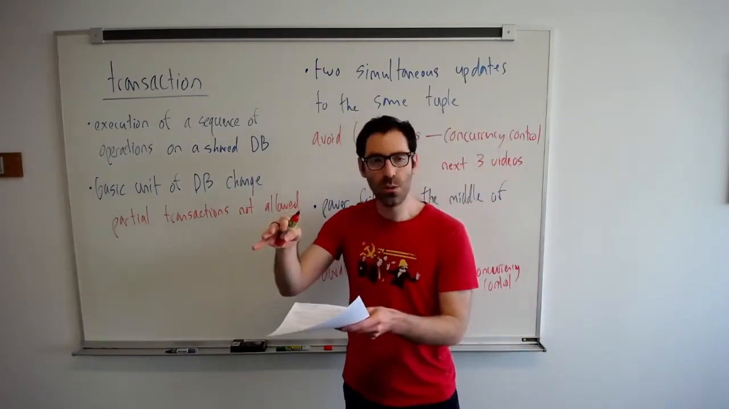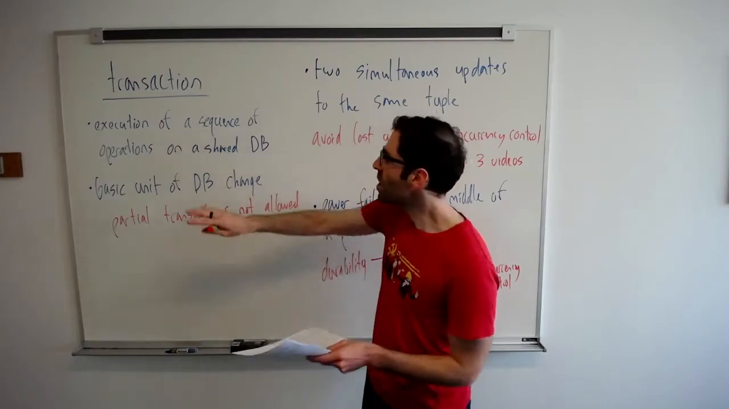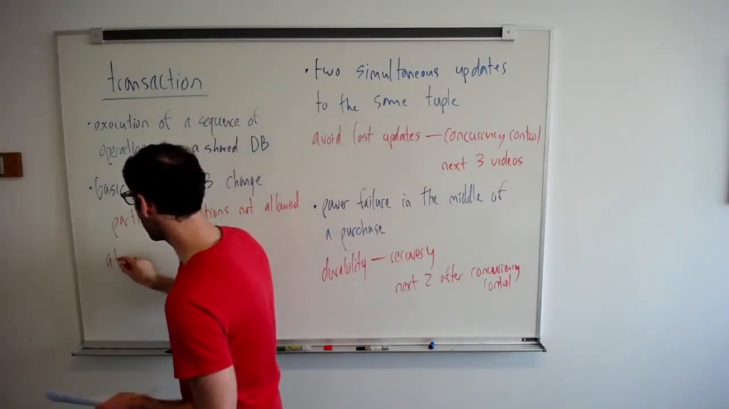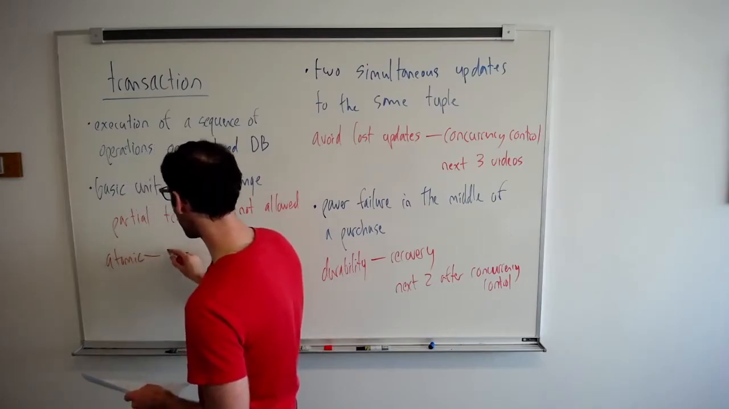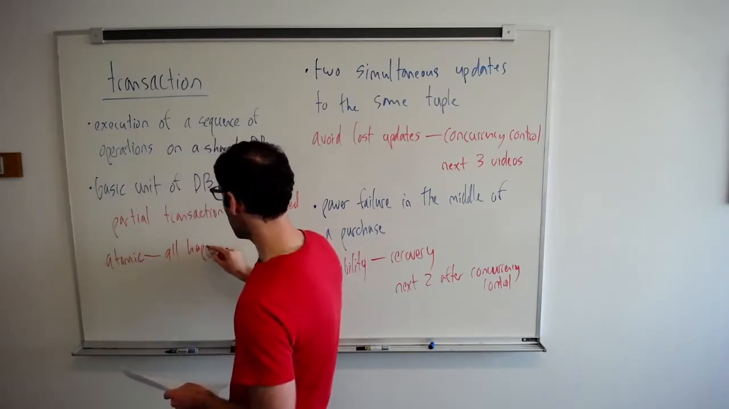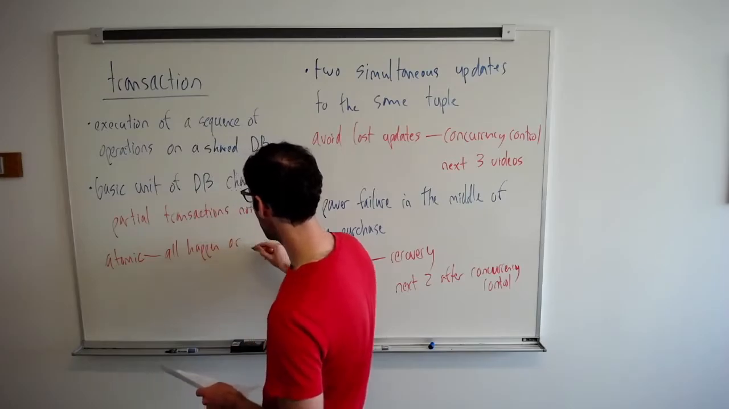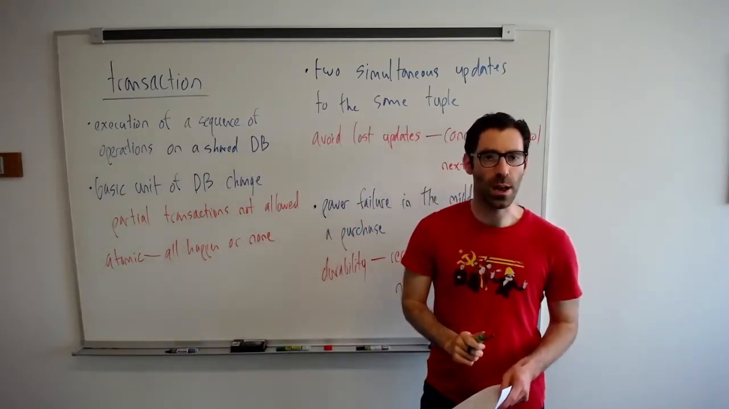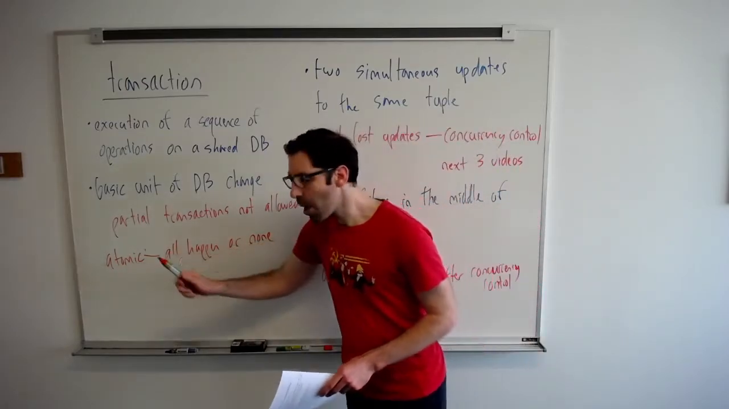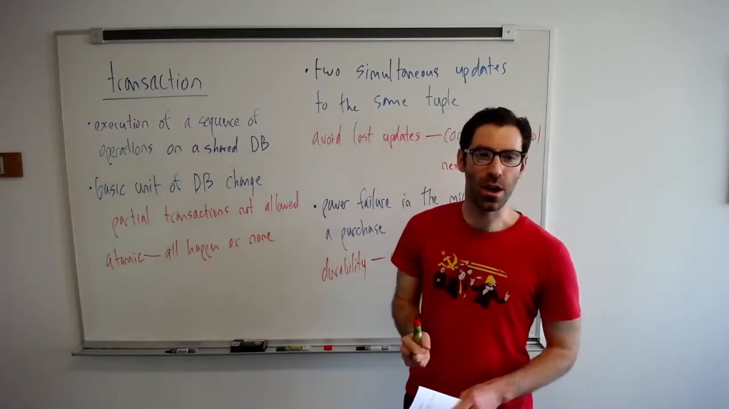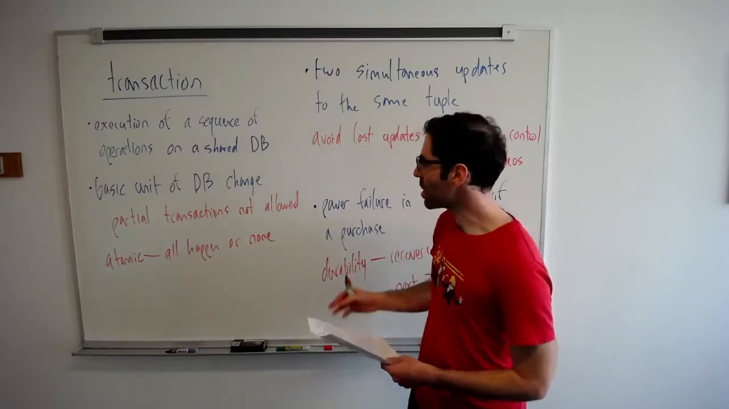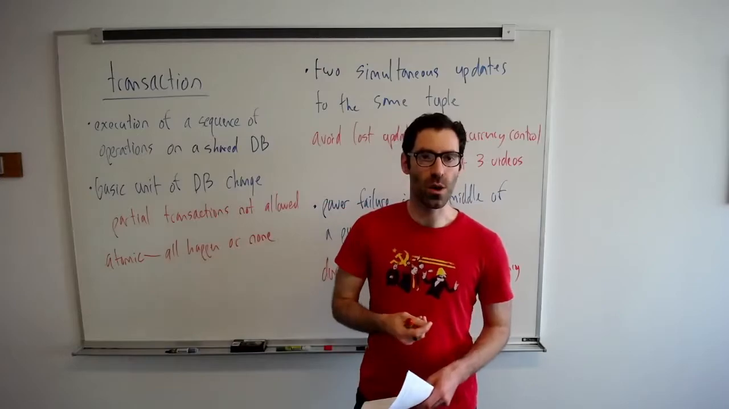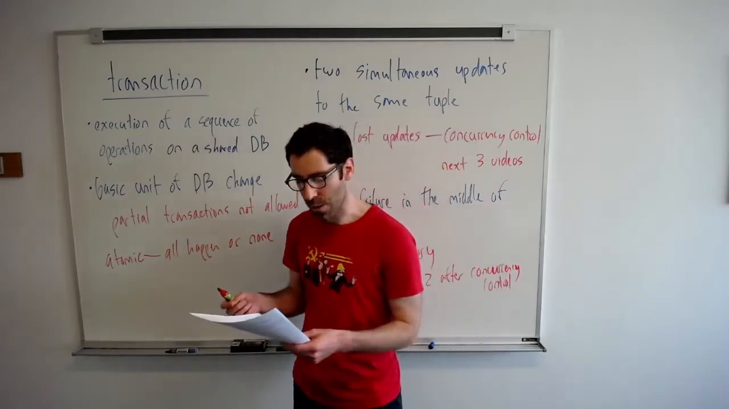So if there's some sequence of operations that are part of a single transaction, they are going to be atomic. They're all going to happen or none of them are going to happen. And in fact, atomic is a term that will come up throughout our discussion of concurrency control, because it's one of the properties that we want a database system to guarantee when it comes to transactions.